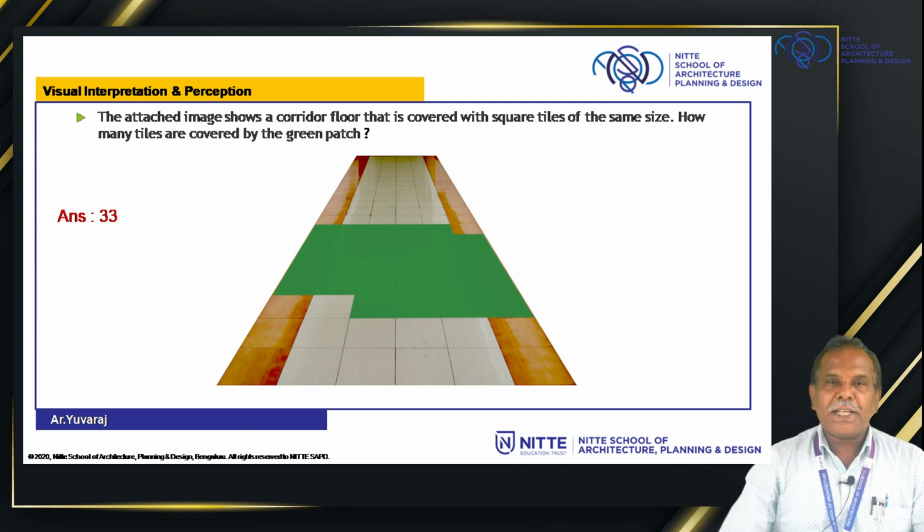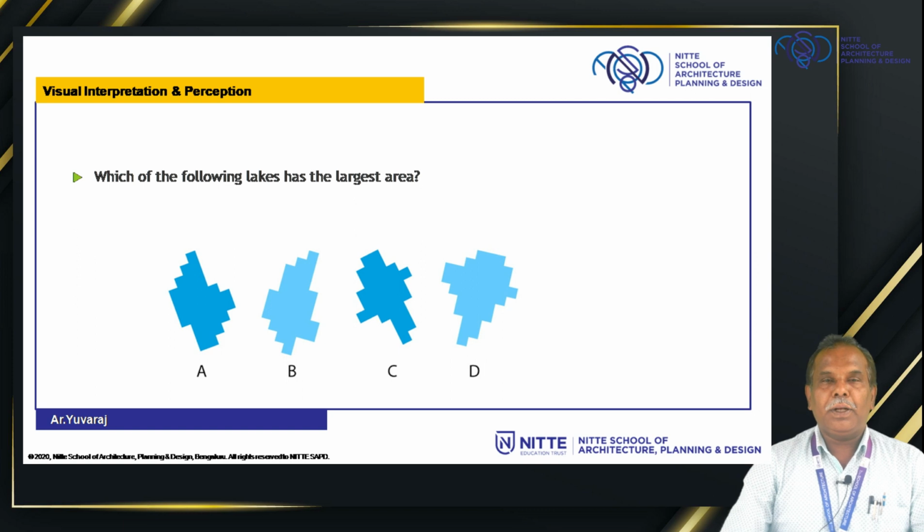Now let's see how it is arrived at. If you see from left to right, the first two rows will have 5 tiles each, the third, fourth and fifth rows will have 6 tiles each, and the sixth row will have 5 tiles again. Answer is 33. Let us see one more example. Which of the following lakes has the largest area? In the above exercise, again you will have to analyze and evaluate the size and shape of each image to give your answer. The correct answer to the above question is option D.